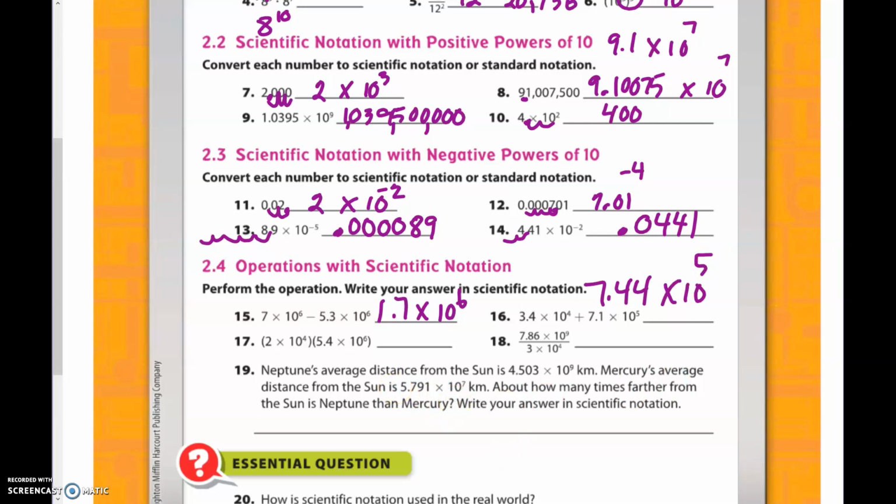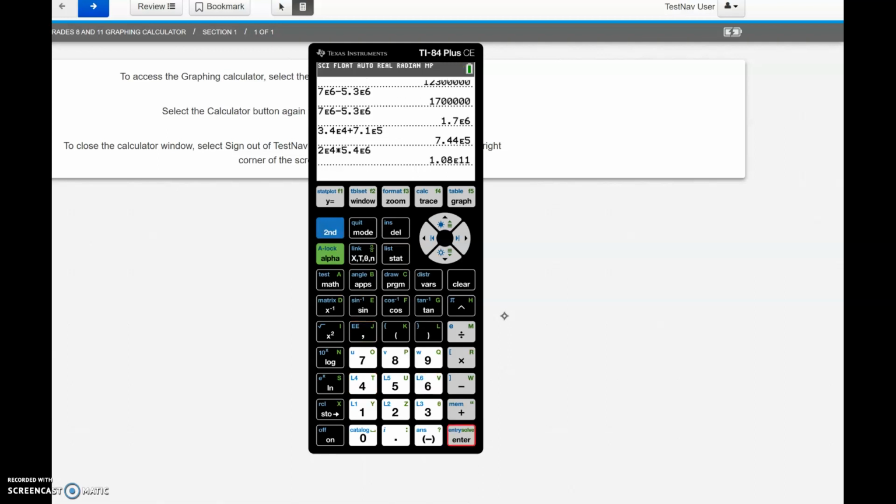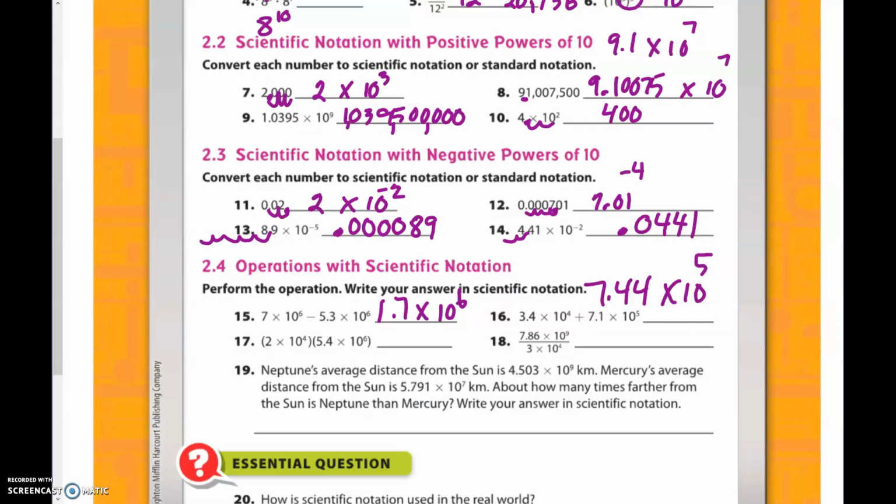Okay, and the same thing works in number 17. We are going to be multiplying here. So we do the same thing, and this one is 2 times 10 to the 4th power, and we are multiplying by 5.4 second EE. And what is that power? That one was a 6. And there is our answer, 1.08 times 10 to the 11th. So this one is 1.08 times 10. And what was that? The 11th power, I think it was.